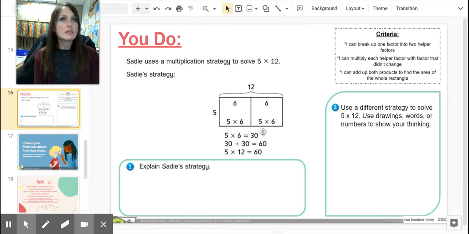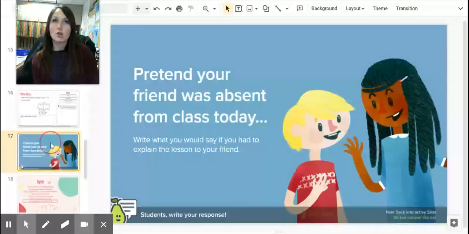And then, of course, there is this one, and I want you to explain her strategy here. Okay, so she already worked it out. Now I need you to explain that. What did she do here? Okay, and then here for number 2, I want you to use a different strategy. She broke 12 up into 6 and 6. How could you solve 5 times 12 using a different way? Okay, you can use whichever way. You don't have to use the break apart strategy, or you can. Okay, so how would you solve to make sure she is correct?